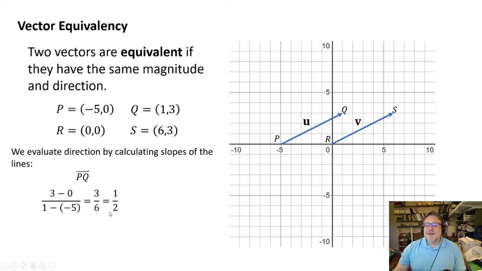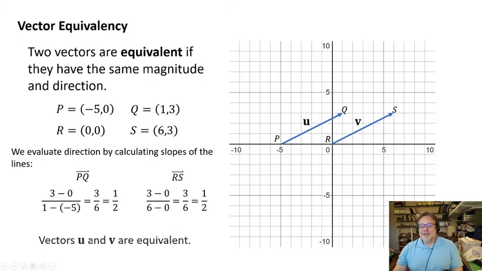So let's first of all calculate the slope of this vector here. 3 minus 0, that's the change in y, all over the change in x, 1 minus negative 5, that's 1 plus 5, so that's positive 6. 3 divided by 6 is the same thing as 1/2. Let's try the same thing with vector RS. That's 3 minus 0 over 6 minus 0. That's 3/6, or again, 1/2. So they have the same direction. We already know they have the same magnitude. Vectors U and V are equivalent.